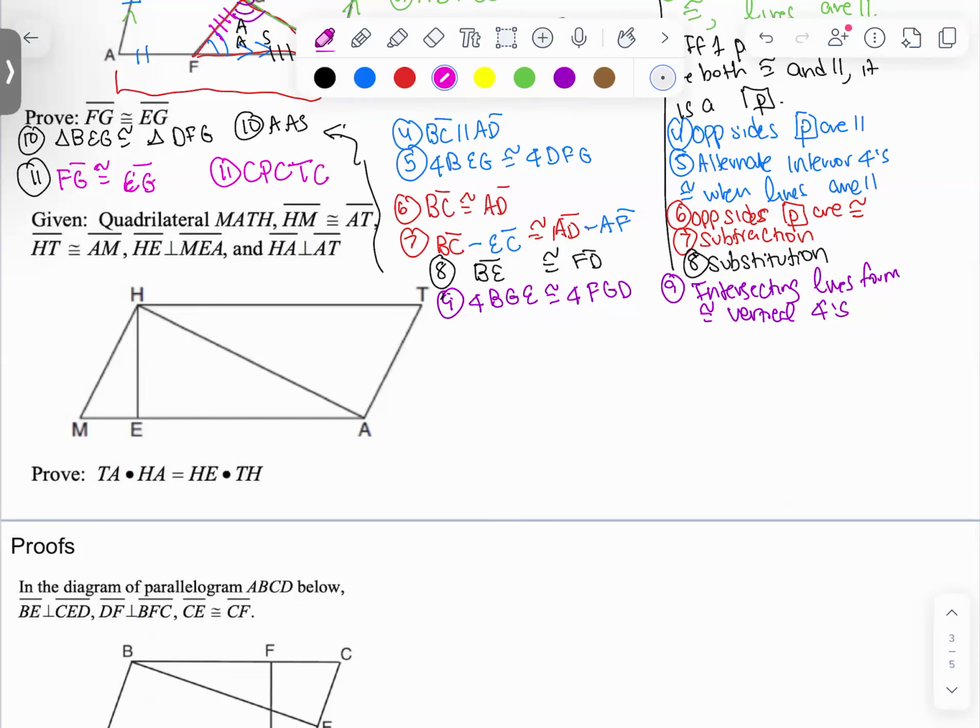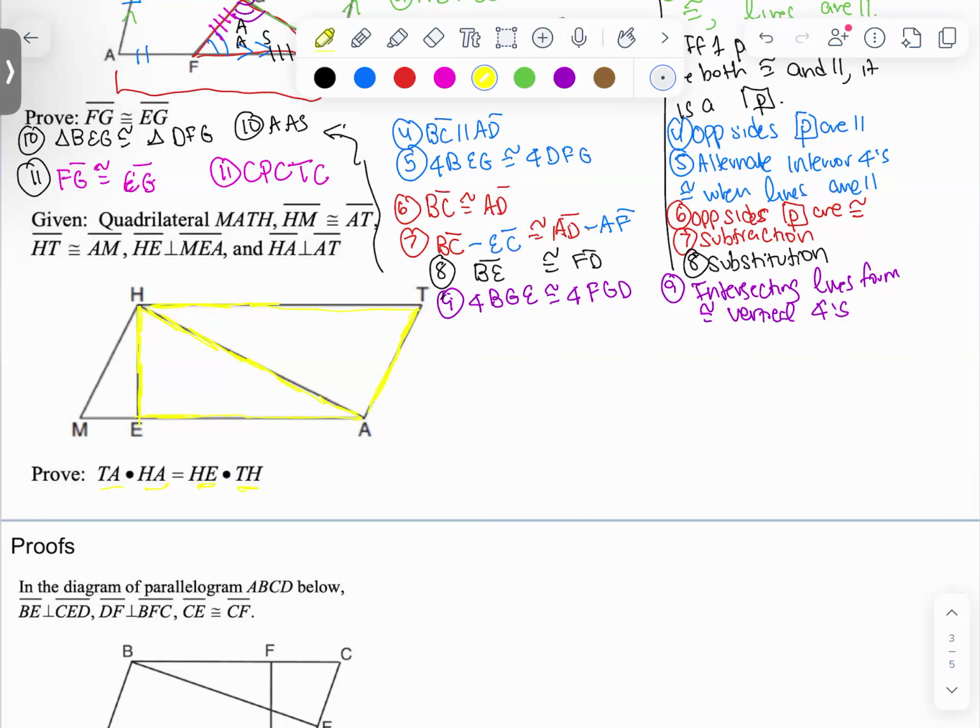For this one over here, first we need to figure out which two triangles we're focusing on. I'm going to use my proof statement for that. TA, HA, HE, TH. So the two triangles I'm focusing on are the two big triangles, these two large triangles here.